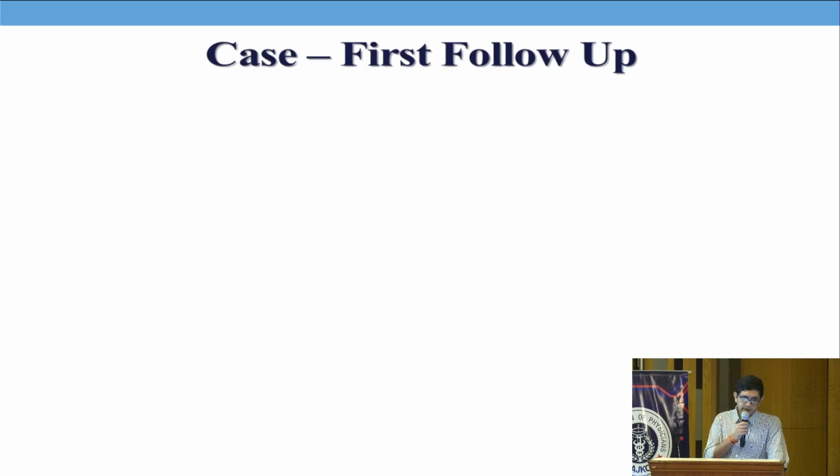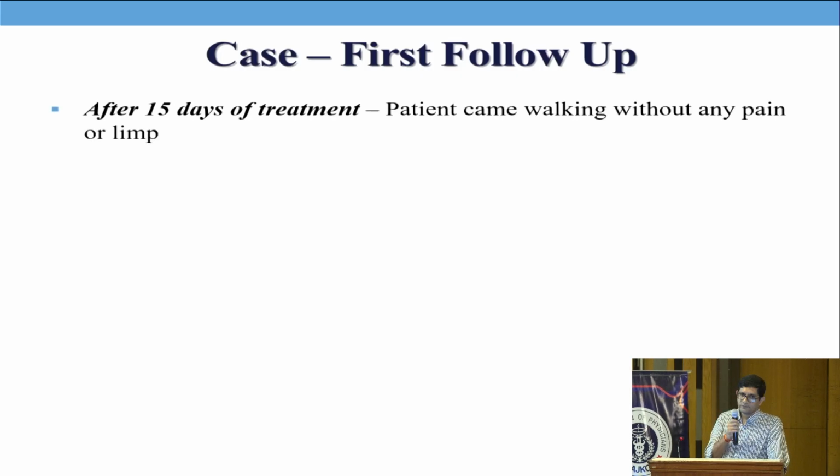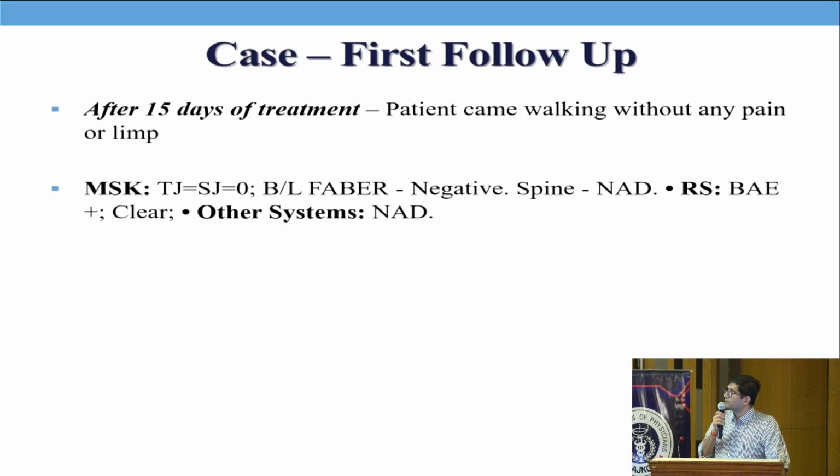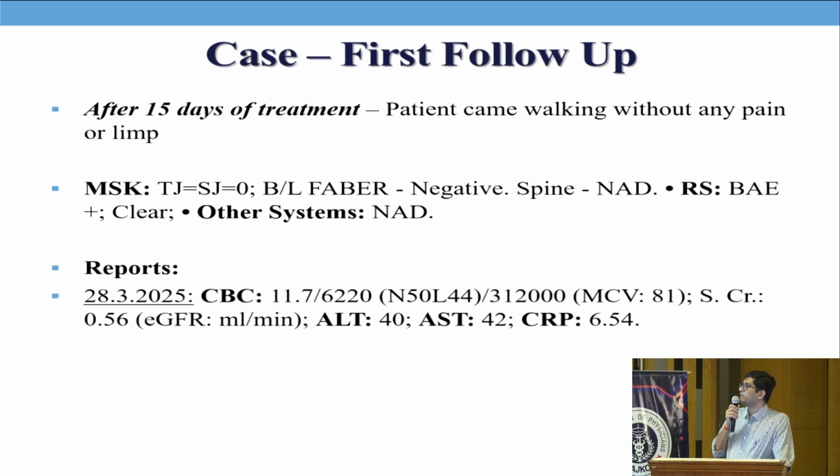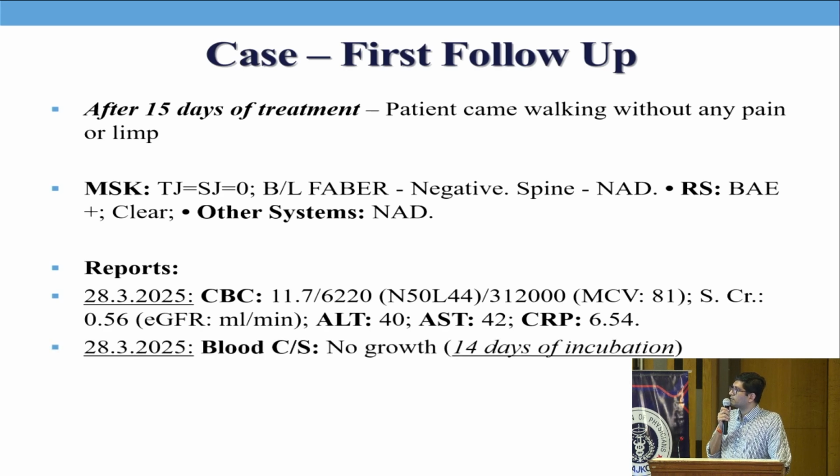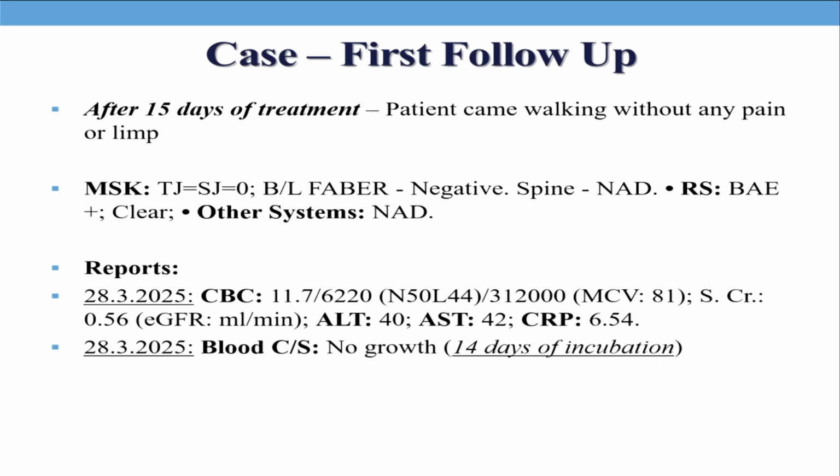The first follow-up was kept after 15 days, and she came walking without any pain, and that is the response. If a patient with unilateral sacroiliitis responds after 2 weeks of parenteral antibiotics, then it is a good response. On musculoskeletal examination, there was no sacroiliac tenderness. She was able to perform the FABER test with no pain, so bilateral FABER tests were negative. Reports repeated after 15 days, SGPT and SGOT had completely become normal. Blood culture was kept for 14 days incubation and showed no growth.